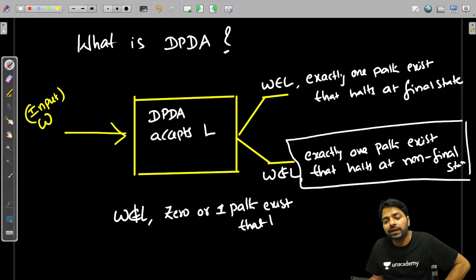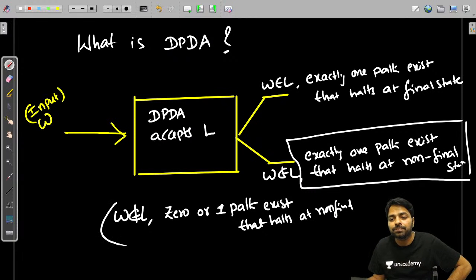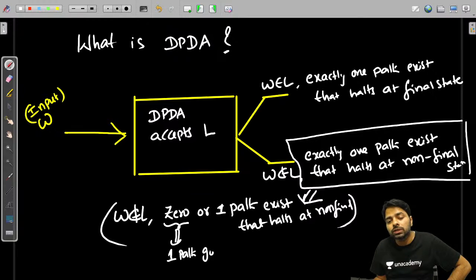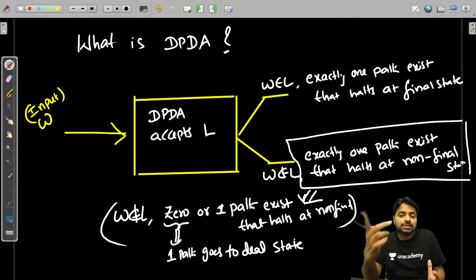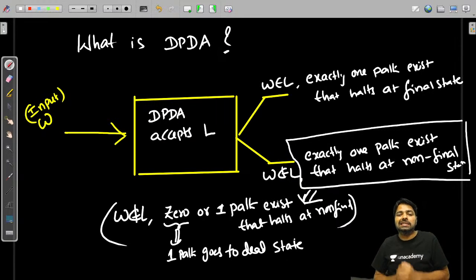That all halt at final, that all halt at non-final, because both are the same, guys. When you say 0, this is for simplicity. You can implement it the other way. 0 means it is also exactly one path only, but that one path goes to the dead state. That is an assumption, remember that. When you don't have a path in the machine, you can say that it goes to the dead state. It's a deterministic pushdown automata, remember that.